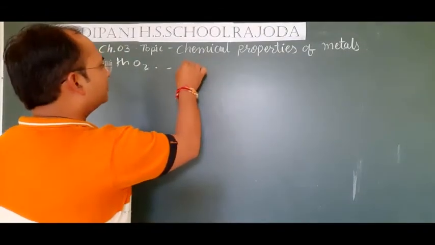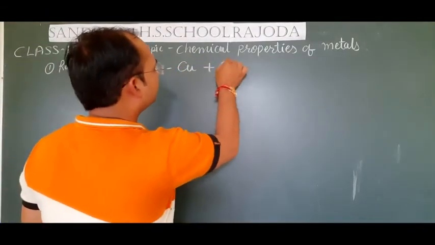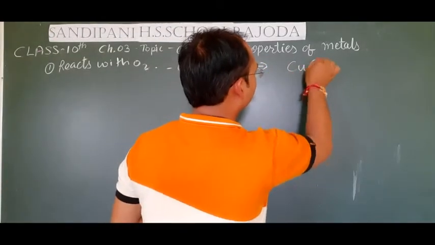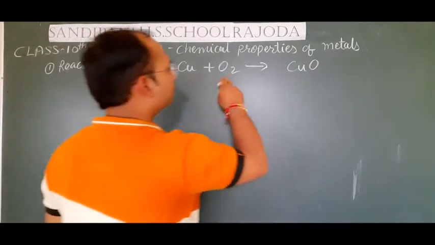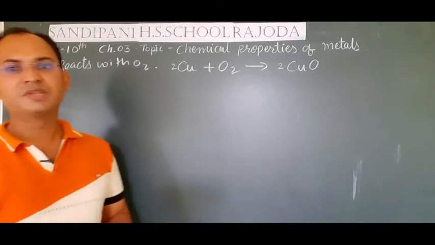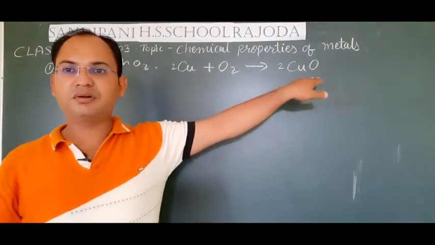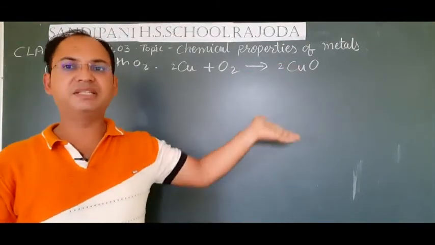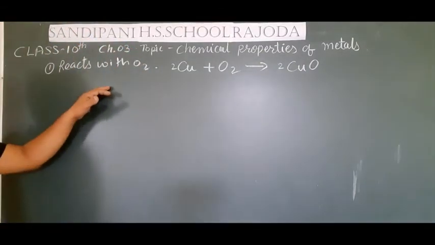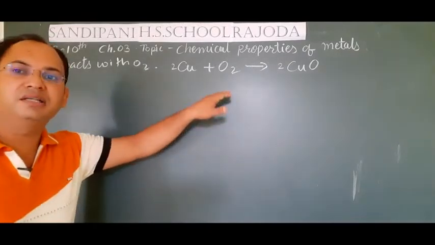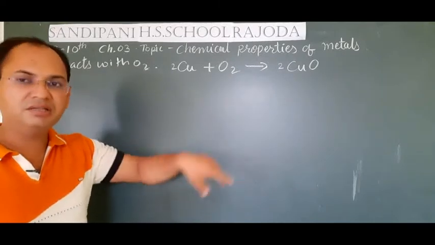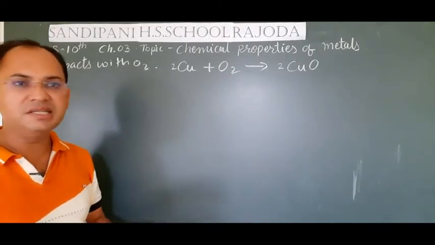Copper readily reacts with oxygen in order to produce copper oxide, CuO. If we balance this reaction, 2 oxygen and 2 coppers are there. So this cupric oxide or copper second oxide is basic in nature. This is the first property of the metal, that whenever the metals react with oxygen, they produce metallic oxide, and metallic oxides are basic in nature.